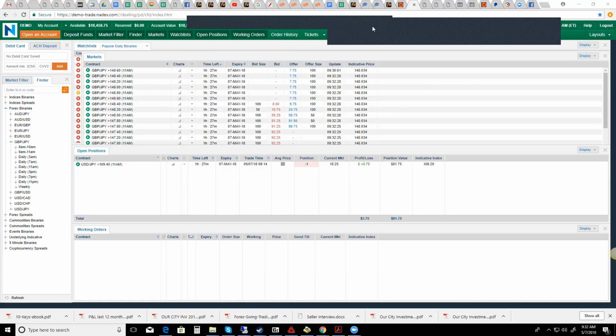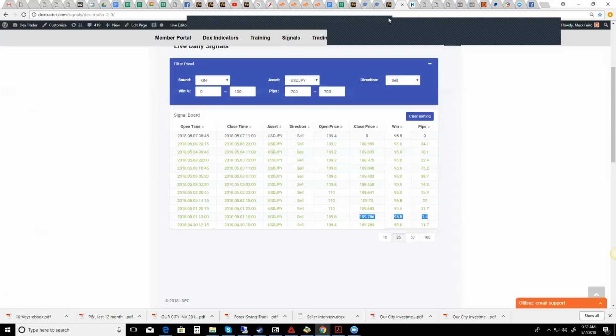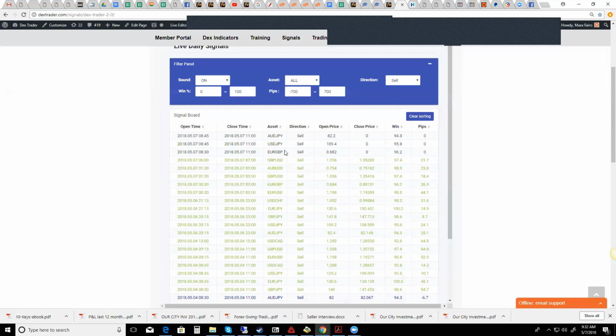Now, why do we know that? Well, because our system tells us so. 95.8% success. This is over the last 100 trades of the USD/JPY, the last 100 signals of the USD/JPY, won 95.8%. Pretty powerful, right? So when you can find the right one, now if you notice, I didn't go back after all these other ones that are in here. I didn't go back after all of them.